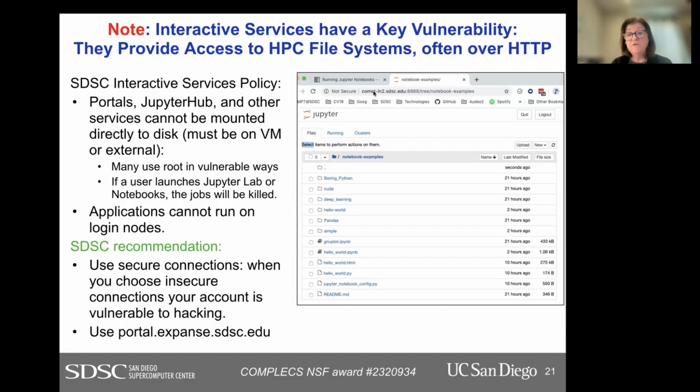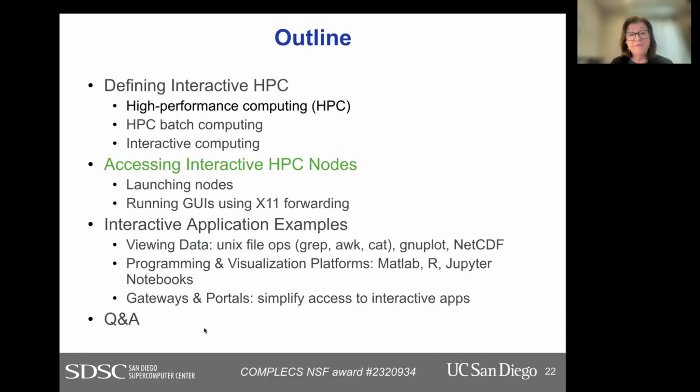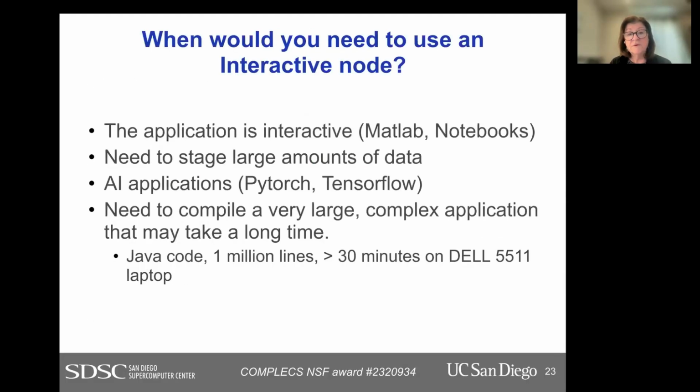But you want to make sure that when you do connect, this shows an insecure connection. Right now, that is what we consider to be an open password and open access. And if you were working in a Starbucks and walked away from your laptop, somebody could get in and hack your system, because that's directly connected to your account on Expanse. So we want you to use secure connections. When you choose insecure ones, your account can get hacked. The portal is always secure. And then how to access these nodes, and I'll talk about how to keep them secure in the next few slides.